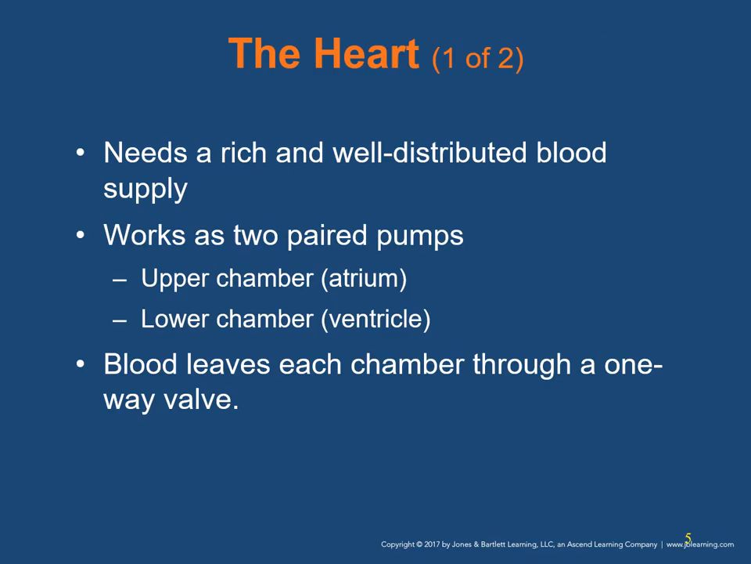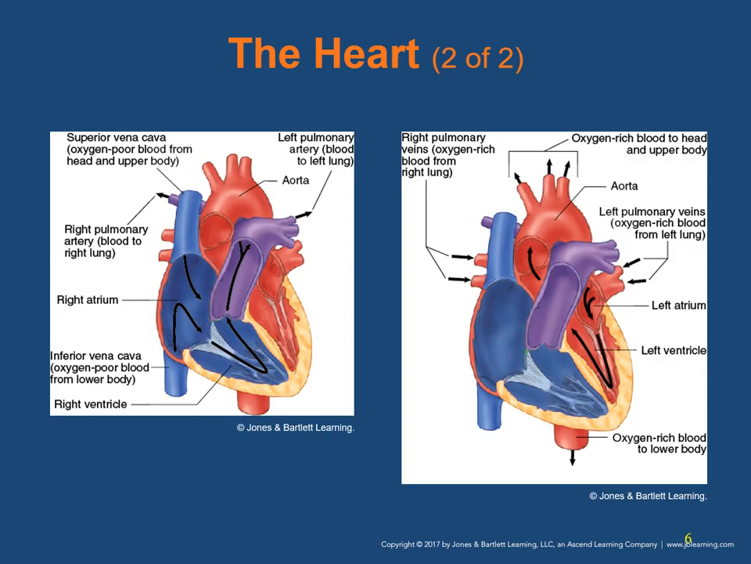The heart needs a rich and well-distributed blood supply. It works as two paired pumps, the upper chamber, the atrium, and the lower chamber, the ventricle. Blood leaves each chamber through a one-way valve, which keeps the blood moving in the proper direction. This figure shows the right and left sides of the heart.